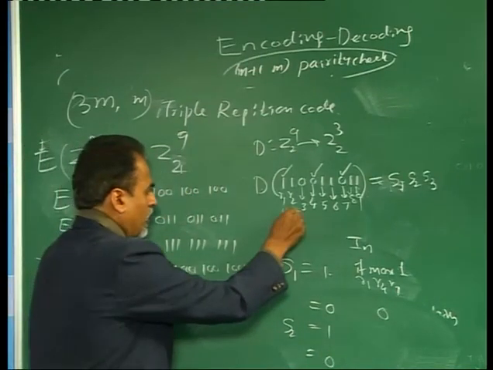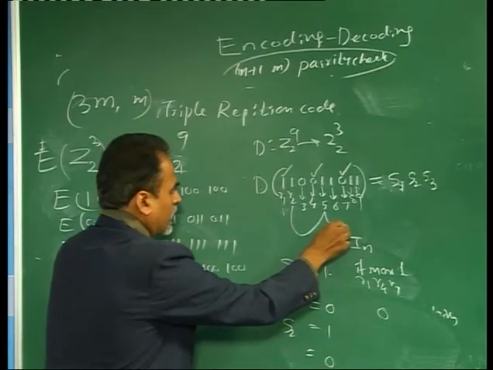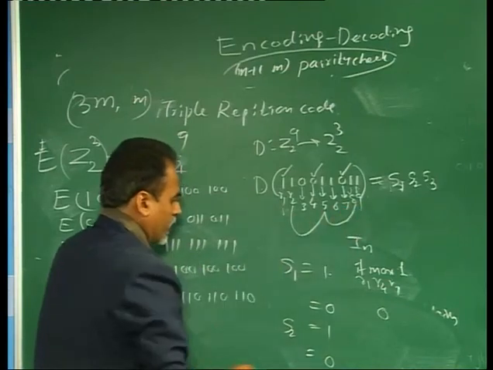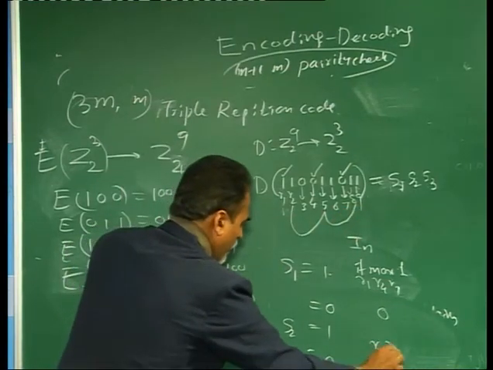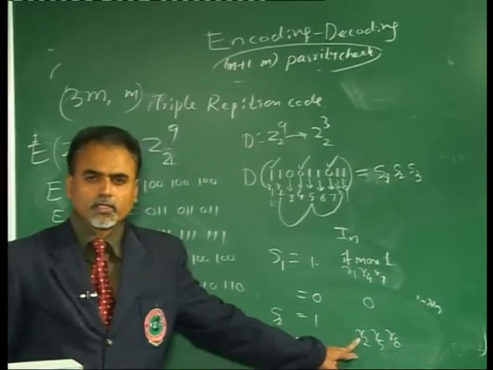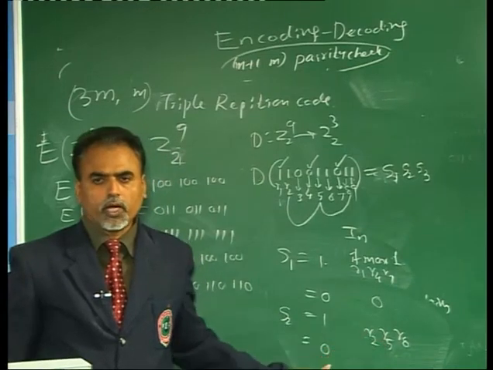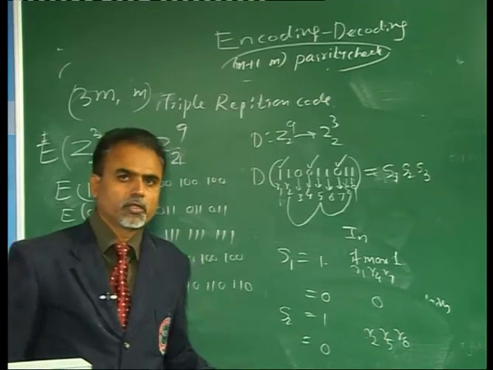S2 means second position: you start, go on adding 3 to this, so second position, 5th position and 8th position. If R2, R5, R8, these positions contain more number of 1s, then you write 1 here. If these positions contain more number of 0s, you write 0 here. What is the last one?